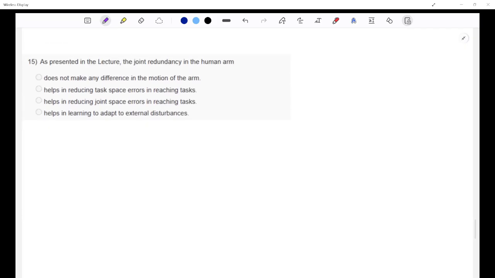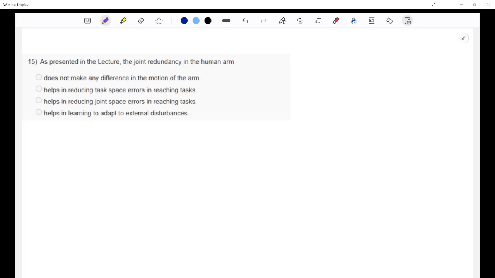Let's move to the next question. As presented in the lecture, the joint redundancy in the human arm does not make any difference in the motion of the arm, helps in reducing task space errors in reaching task, helps in reducing joint space error in reaching task, or helps in learning to adapt to external disturbances.